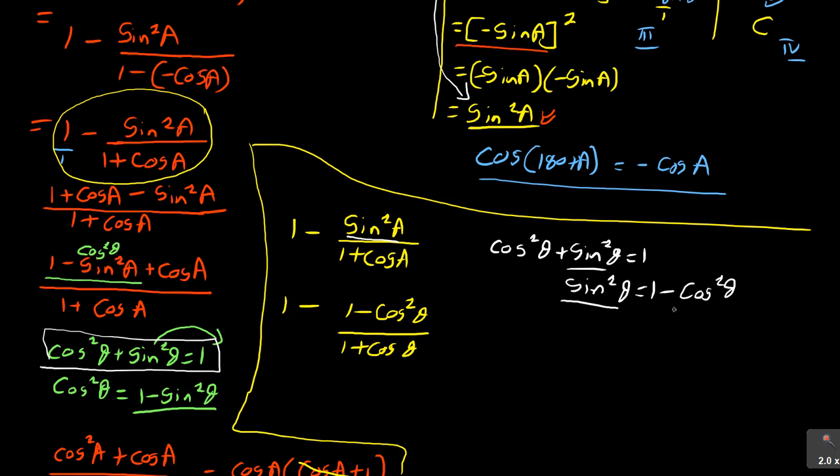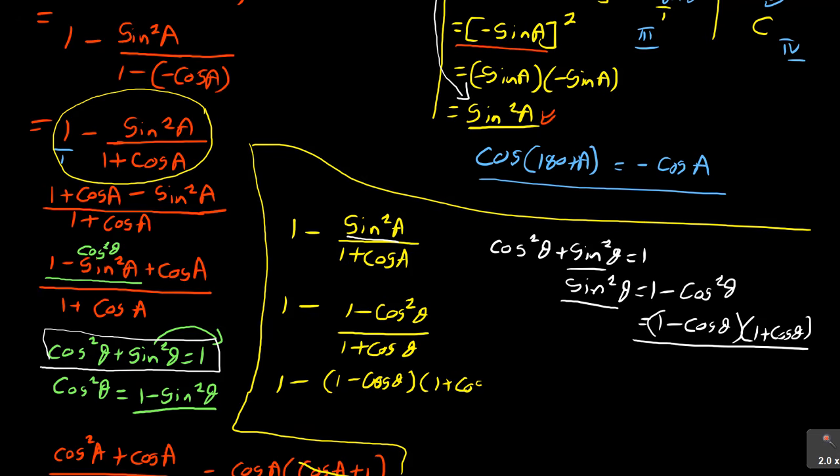And if I continue working, this will become a difference of 2 squares, which is 1 minus cos theta and 1 plus cos theta. As I said, you need to go back to my previous lessons so that you can see that this is a difference of 2 squares. So if I continue, this will be 1 minus, and I've got 1 minus cos theta and 1 plus cos theta all over 1 plus cos theta.